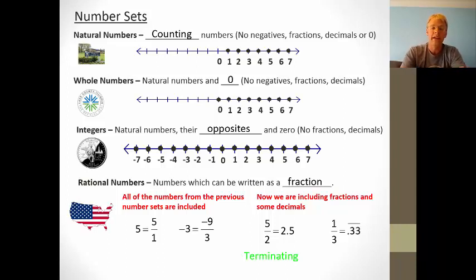Well, the other option is a decimal that looks like this. We can see 1/3 is going to equal 0.33, and that little bar over top of it means that it's going to keep repeating that pattern over and over again for infinity.